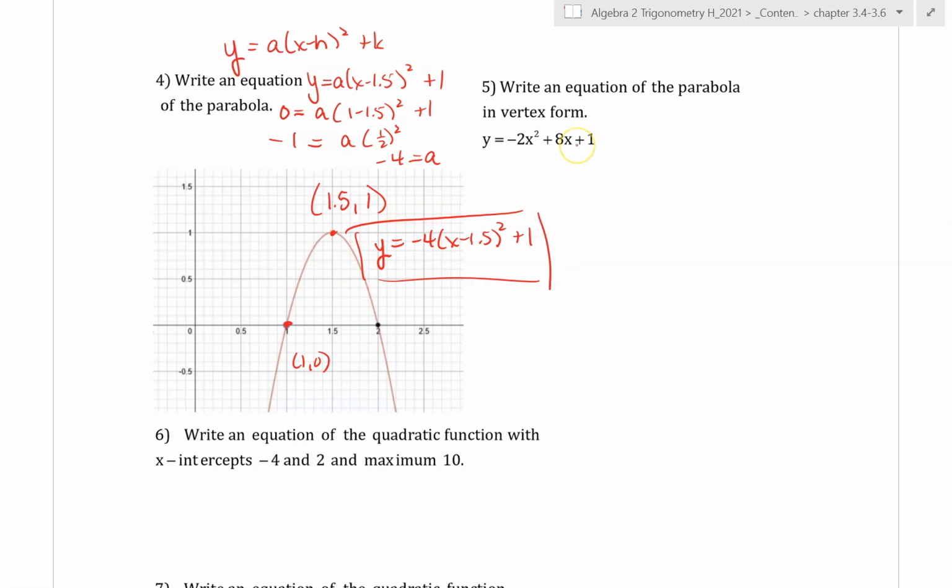Now for the next problem, they want you to write an equation in vertex form. So you're going to have to complete the square. So go ahead and pause the video and give it a try. See if you remember all the steps to complete the square.